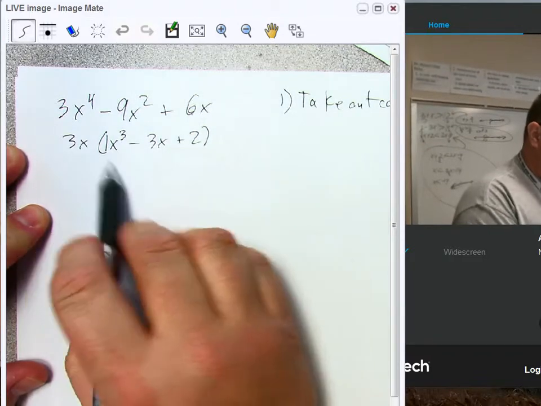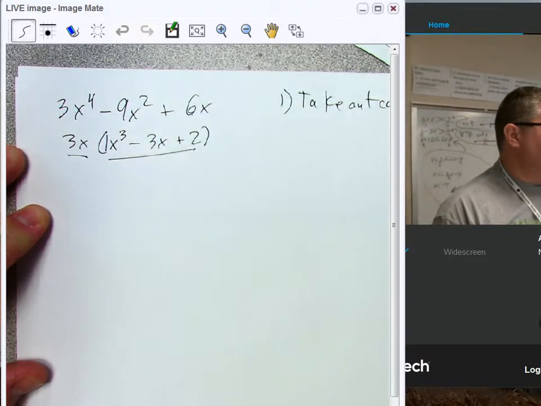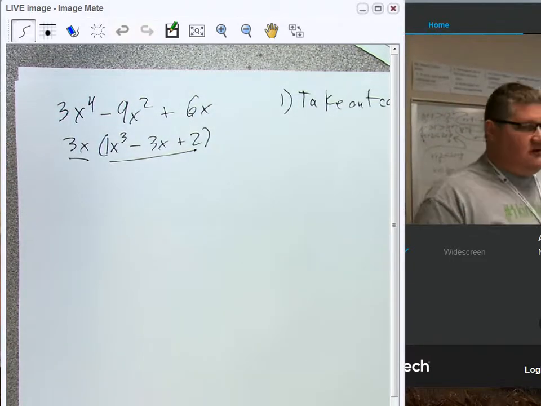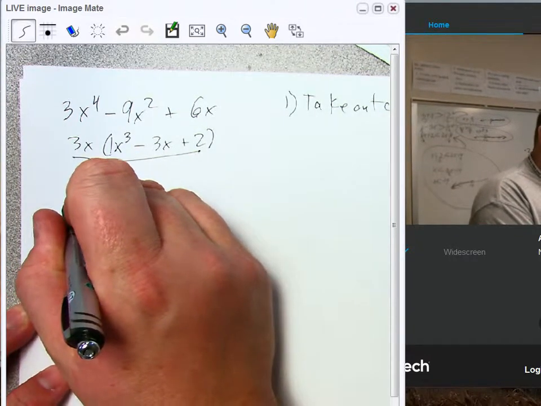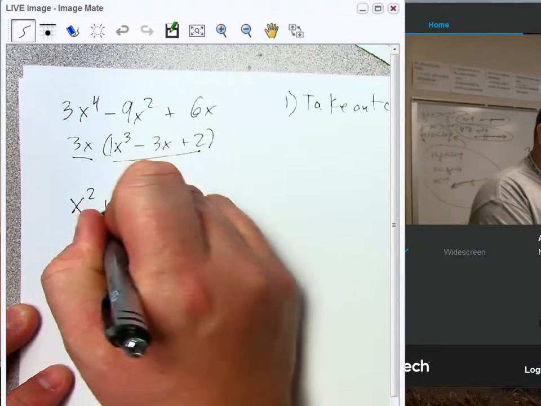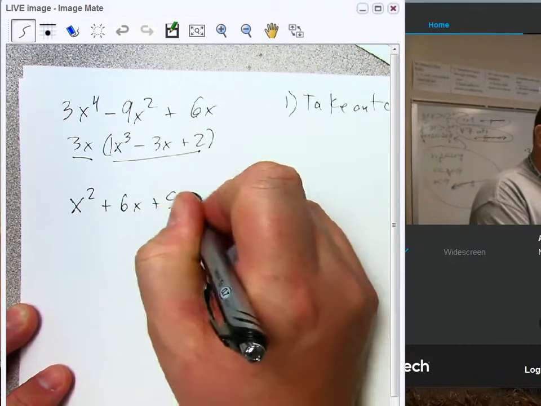Now, in this case, I have 2 chunks, and there's nothing I can do with the chunks that are left. What I need to do, though, is I need to look at something more like this. X squared plus 6x plus 5.